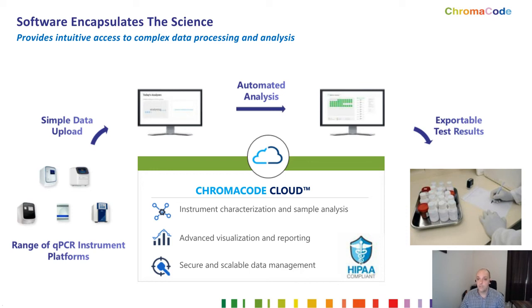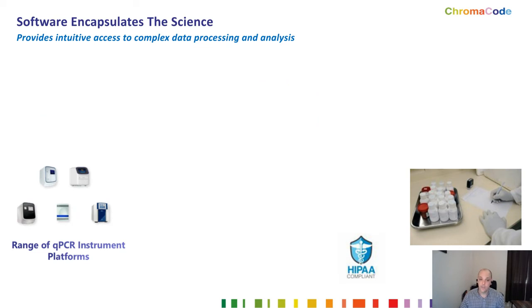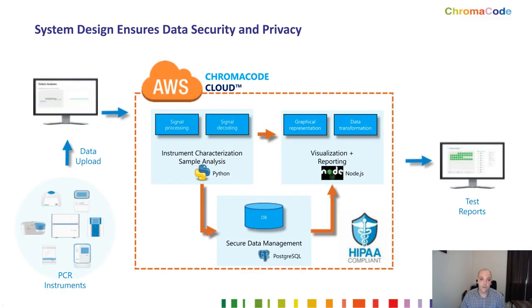So you need to develop this out. In our case, the Chromocode Cloud is a fully HIPAA-compliant solution that does the instrument characterization and analysis, visualization, reporting, and has secure and scalable data management. We do this through architecting the cloud and dividing up the part where we do the data management, the actual analysis, the visualization, and reporting in AWS in a HIPAA-compliant environment, and then the data upload and then the test reports for the customers come in and out of it, but we're able to lock that down and keep that secure.